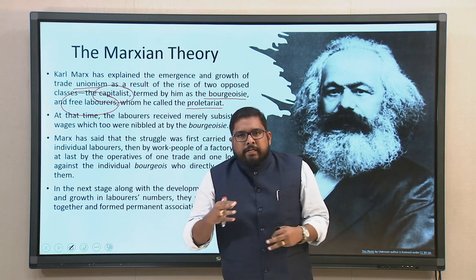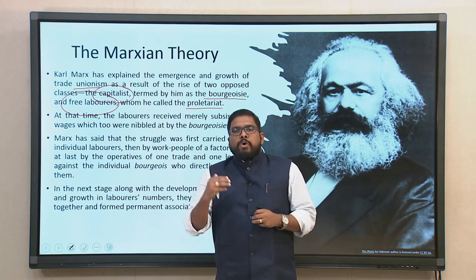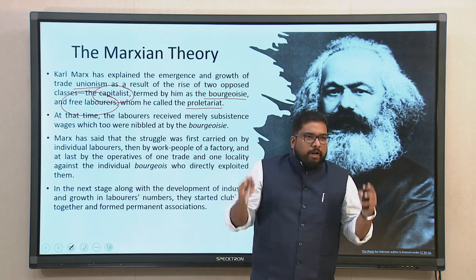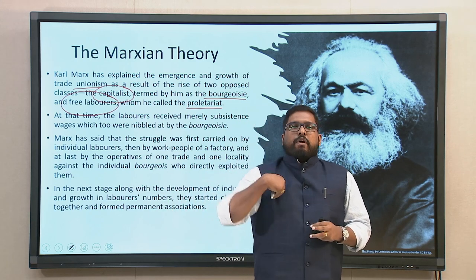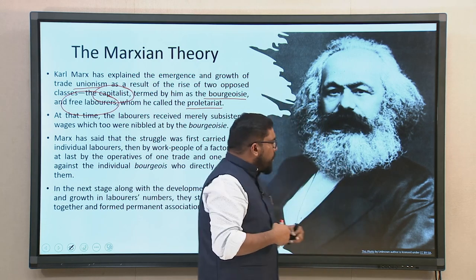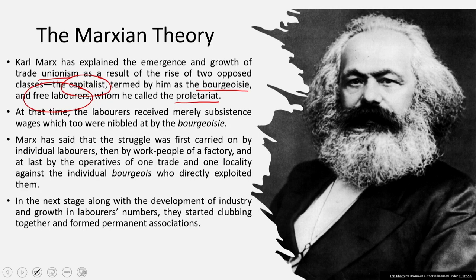There is an imminent tussle, imminent conflict, imminent fight, if I can put it like that, going on between these two classes of people. Every single second, with every alternative position they take, there's a possibility of conflict. So this is more of a tussle between haves and have-nots, between bourgeoisie and proletariat. Marx has categorically said that the struggle was first carried on by individual labor. So this was where it all got initiated. Then by workpeople of a factory, the second segment of the struggle that emerged. And last by the operatives of one trade union in one locality against the individual bourgeois who directly exploited them.